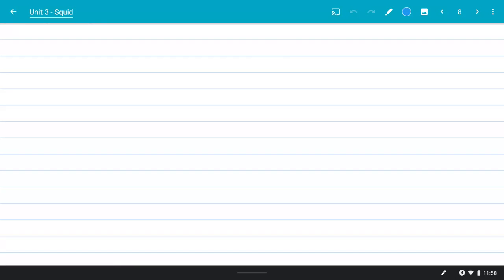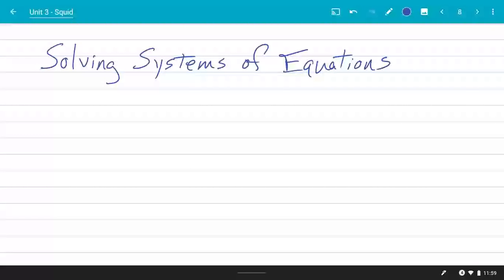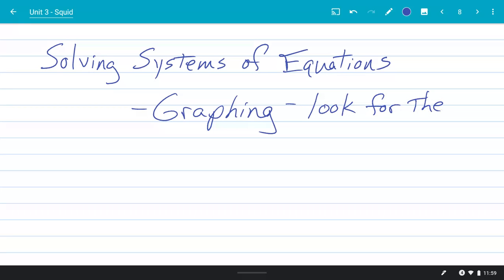So, what have we talked about here? Solving systems of equations. There will be 3 methods for solving systems. The first one that we talked about today is graphing. And that's simply where you graph both equations and look for the intersection.